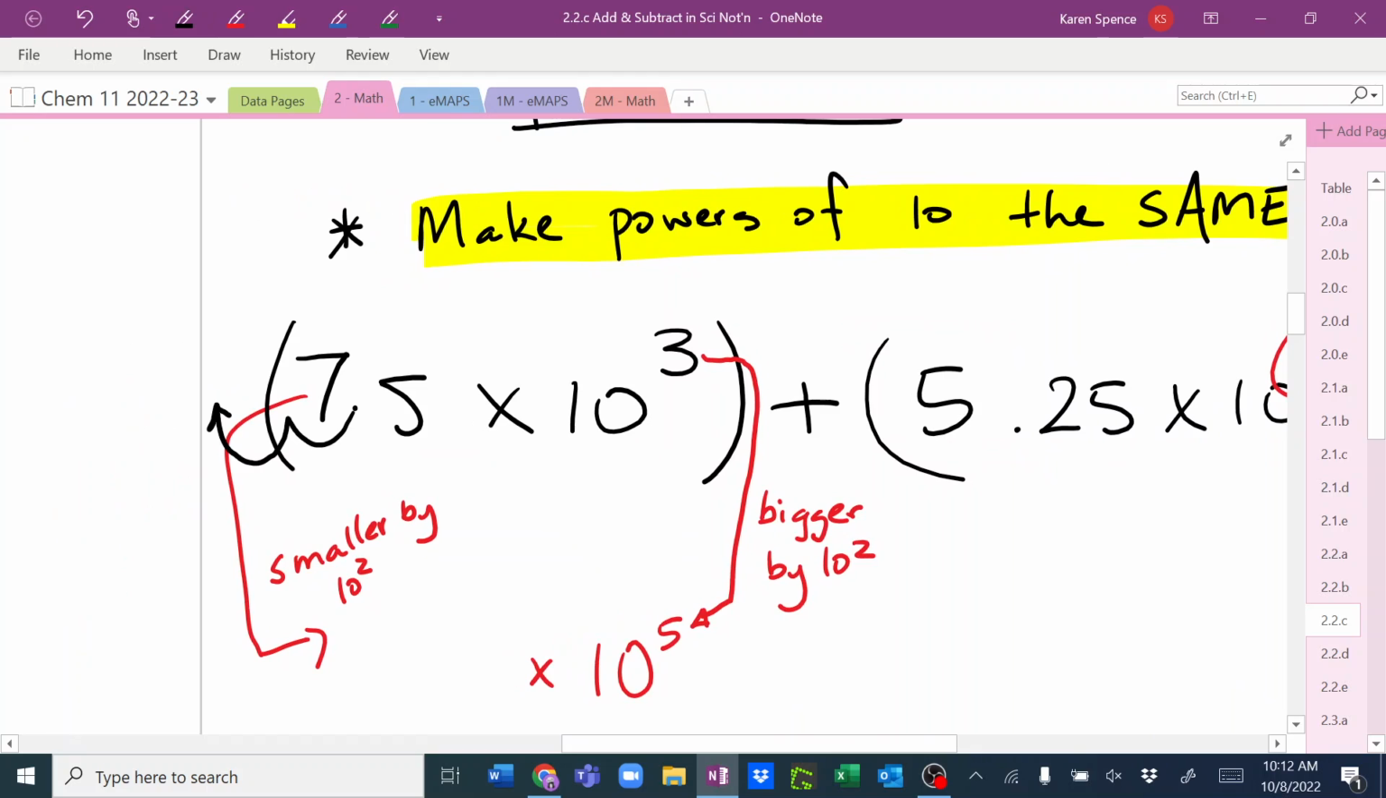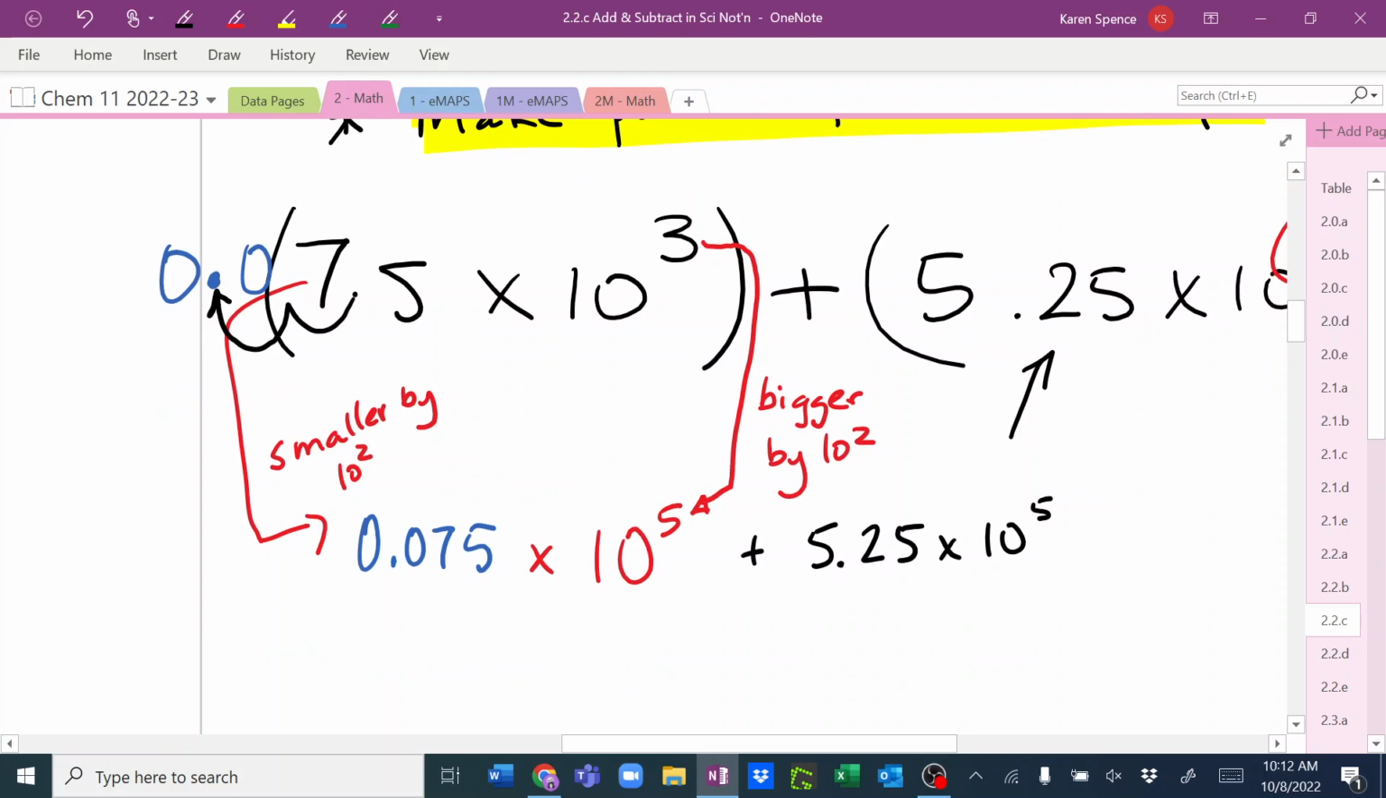Okay, and if I was to draw in those zeros, there would be a 0 here, there would be a decimal here, and there would be a 0 here. I know that's horribly messy, but let's just draw it out nicely. 0.075 times 10 to the 5. And then we're going to add that to our other number here, 5.25 times 10 to the 5.